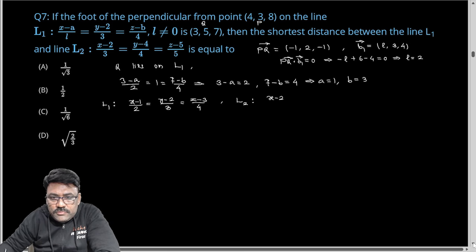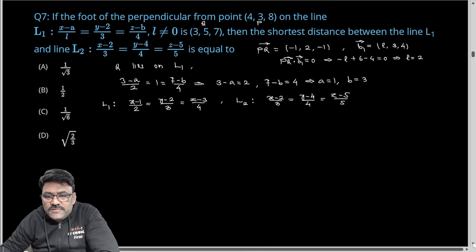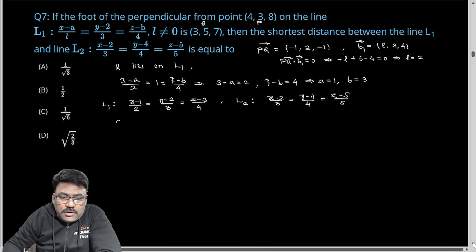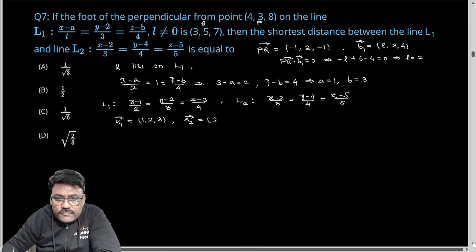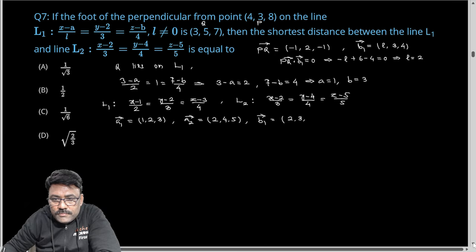L2 line is (x minus 2) by 3, (y minus 4) by 4, (z minus 5) by 5. Now you have to find the shortest distance between these two lines. Let A1 be a point on L1, which is (1, 2, 3). A2 is the point on the second line, which is (2, 4, 5). Direction vector of L1, B1, is (2, 3, 4). Direction vector of L2, B2, is (3, 4, 5).